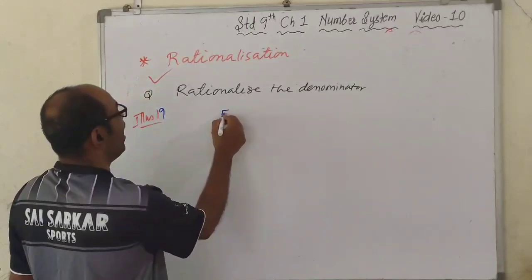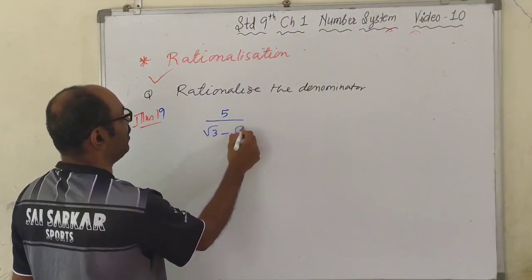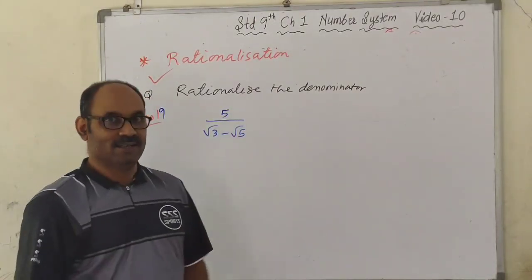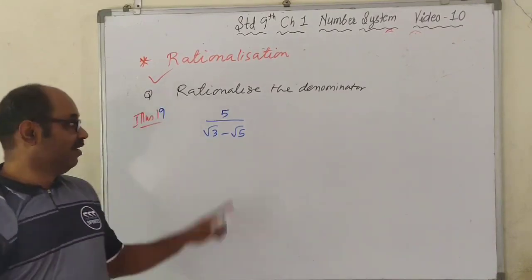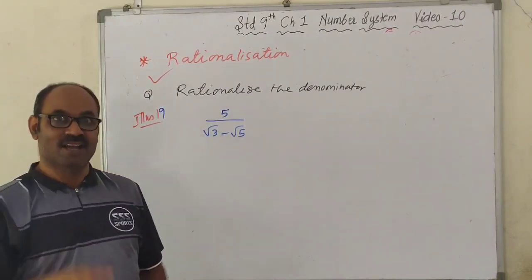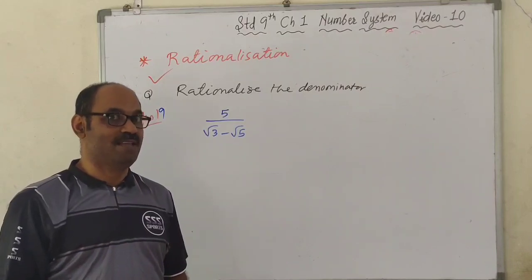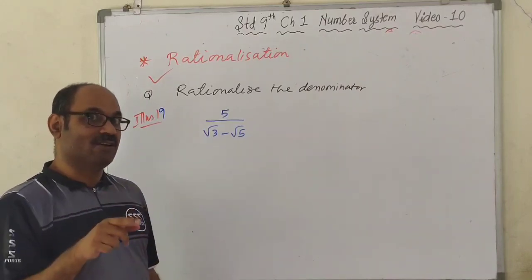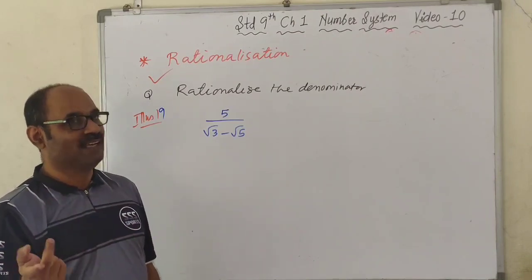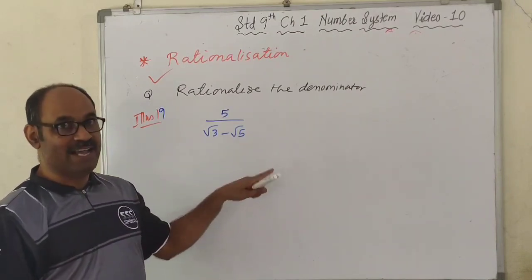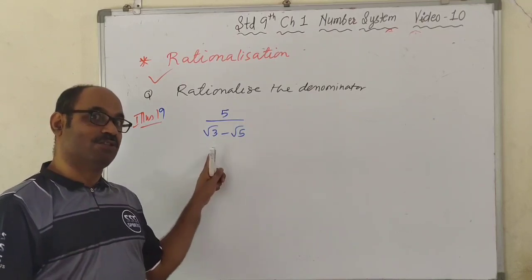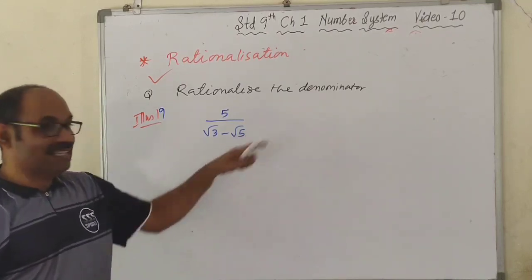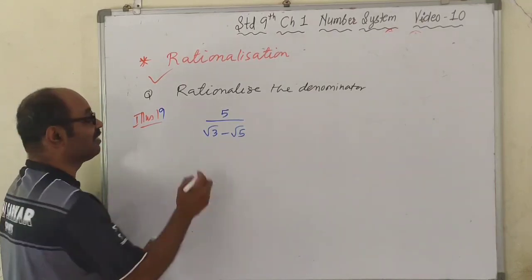It is 5 upon root 3 minus root 5. Look, the denominator has two irrationals and it is having two terms, so it's a binomial. Which form of binomial is it? A minus B. So what will we multiply by? A plus B. It is root 3 minus root 5. So you will multiply and divide by root 3 plus root 5. Once again, I'm going to skip that one step.